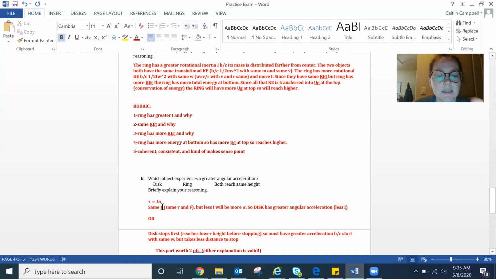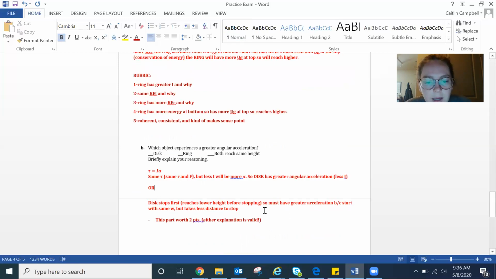So they're going to experience the exact same torque, but the disk has less I. So if you have the same torque with less I, that will mean greater angular acceleration. So the disk, because it has less I with the same torque, will have more acceleration. So very similar to our first one, where we said same force, less mass goes with a greater acceleration. Same here, but for torque and angular acceleration.